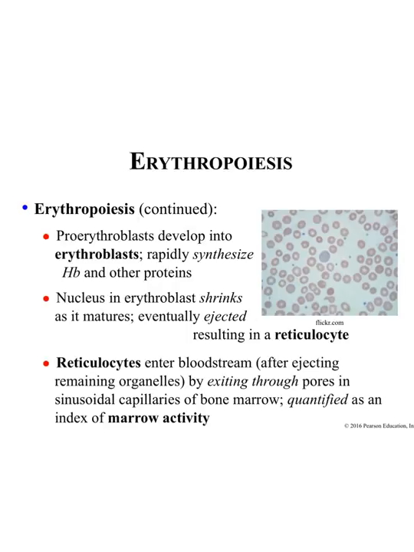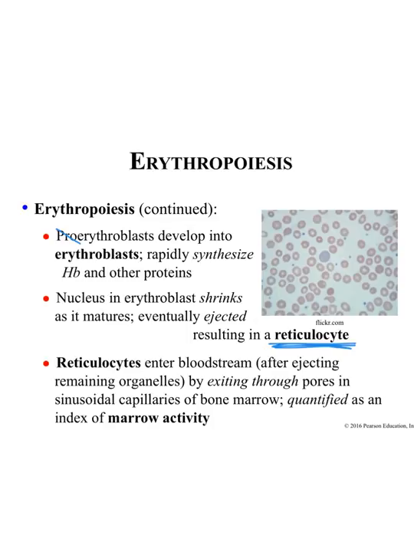The proerythroblast becomes the erythroblast. That very quickly starts to make hemoglobin. And basically, the more hemoglobin and other proteins and enzymes that are added, the nucleus starts to get smaller and smaller, and the other organelles are removed. Eventually, we push out the nucleus, and then that becomes our reticulocyte, which is also just referred to as an immature red blood cell.